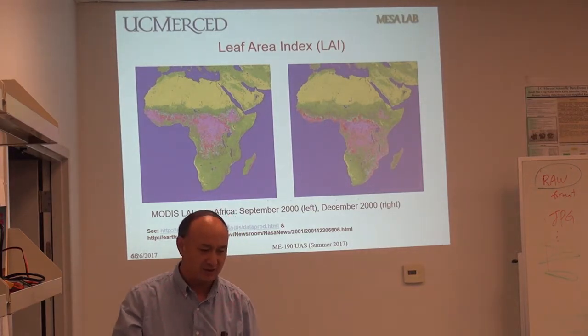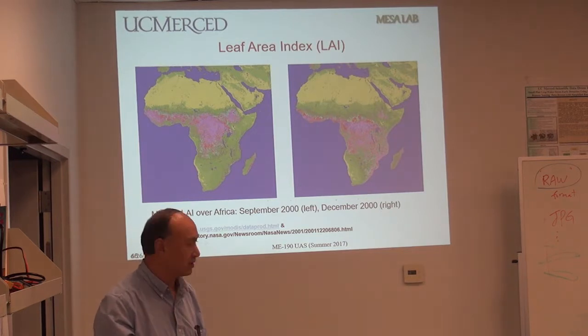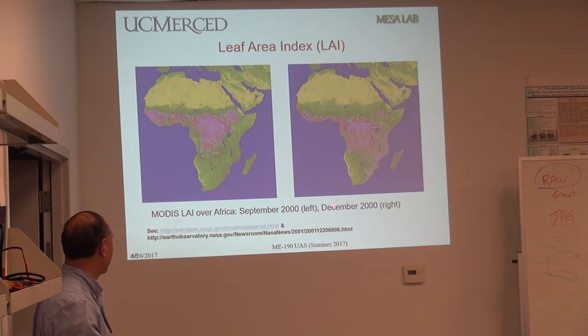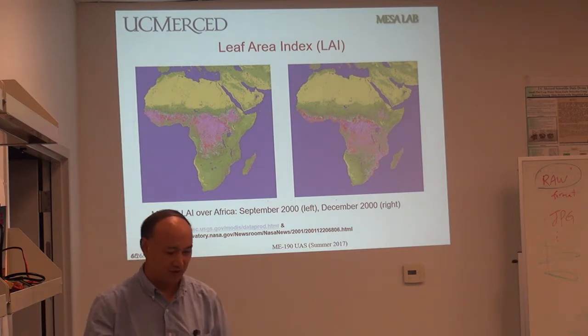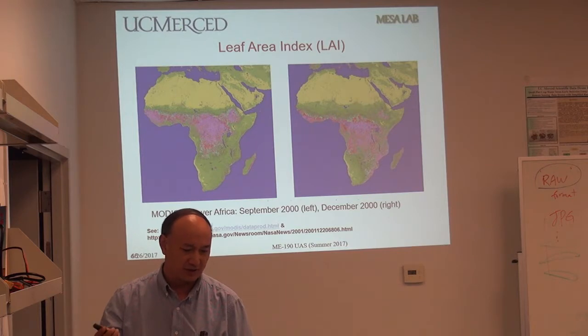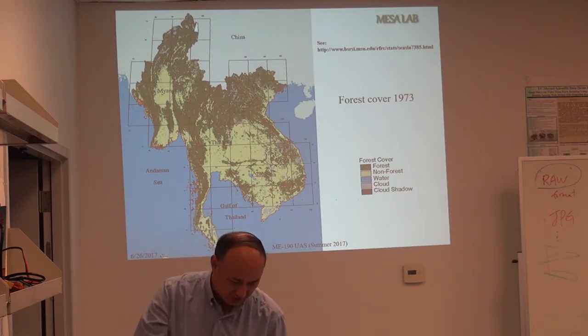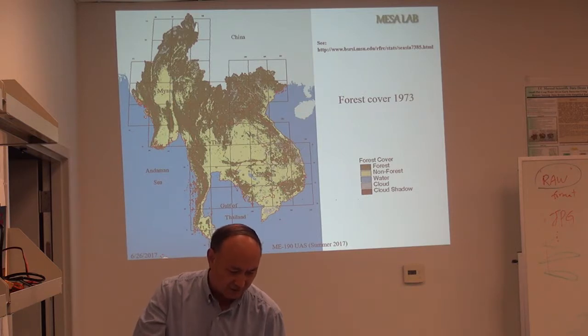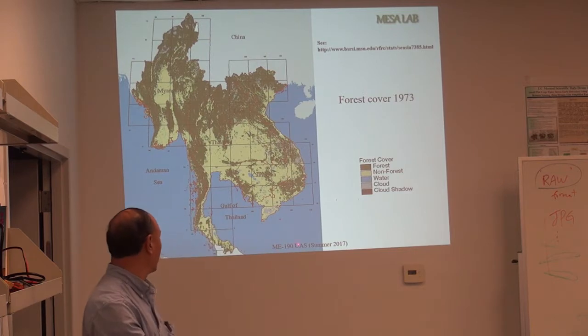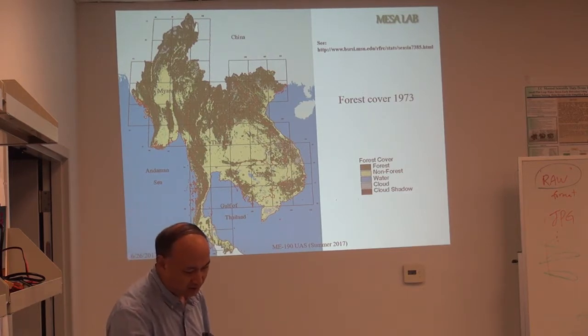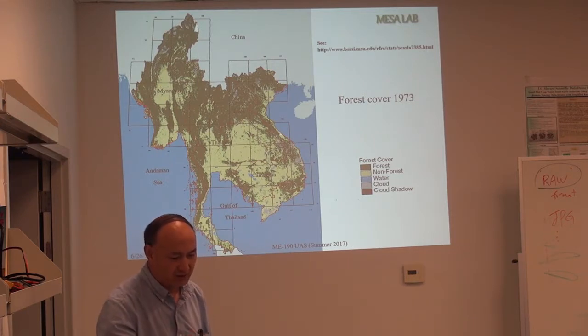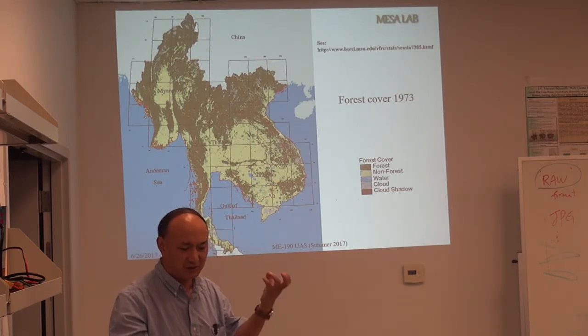So here is leaf area index in Africa, okay? So you will be able to see September and December. September is in here, December is in here. September has much better coverage. This is not much, okay? And also we can do other coverage. So this is 1973 of this region of different classes like forest, non-forest, water. This is the water, clouds. Cloud shadow, okay, cloud shadow. So you can compare this one and this one. What's the difference? Okay. It's less. The green areas, the forest is reducing. It's reducing.